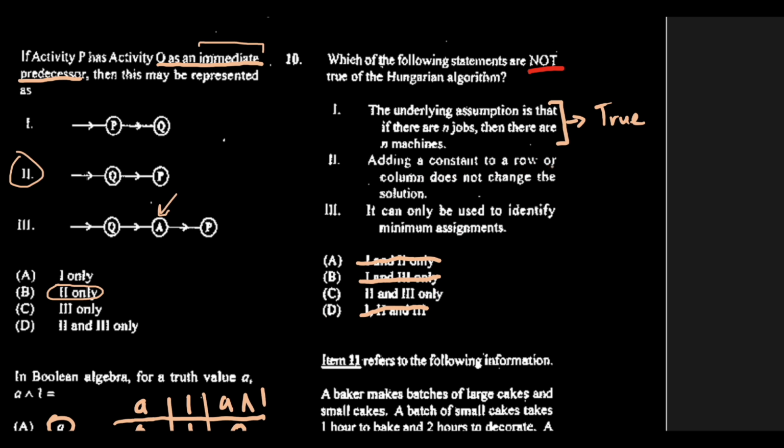But let's just go through it just to make sure. So adding a constant to a row or column does not change the solution. If you add a constant only to the row, it will impact the overall answer. This here is false. It can only be used to identify minimum assignments. Remember, we could also use Hungarian to find maximum assignments. So this here is also false. So 2 and 3 are false, therefore our answer is this.